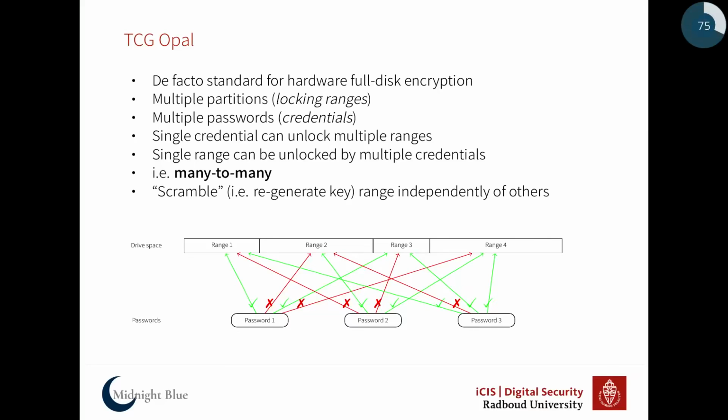And oh, by the way, you also need to be able to scramble a single range independent of all the others, and also without knowing all the passwords that unlock it. So this is fully trusted by BitLocker. BitLocker doesn't use the ATA standard, it only uses this.